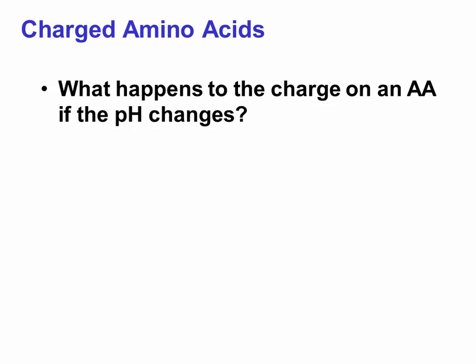So acidic amino acids, say we're at pH 7. What kind of charge is on an acidic amino acid, like glutamate or aspartate? pH 7? It's what? No net charge? People agree with that? At pH 7, what kind of charge? Come on, guys, help me out. Negative, right?